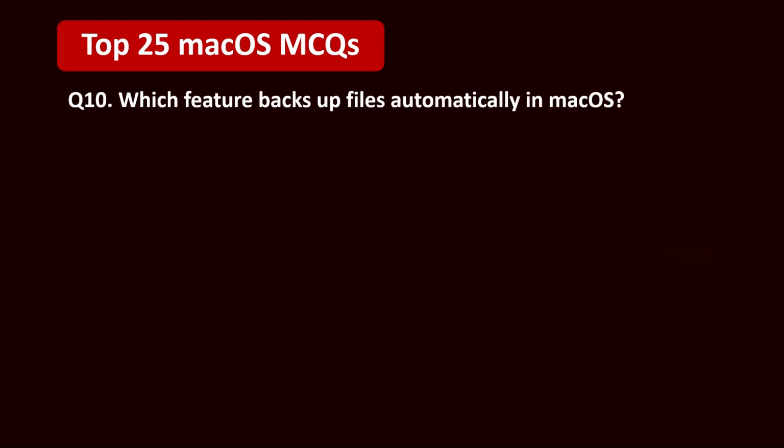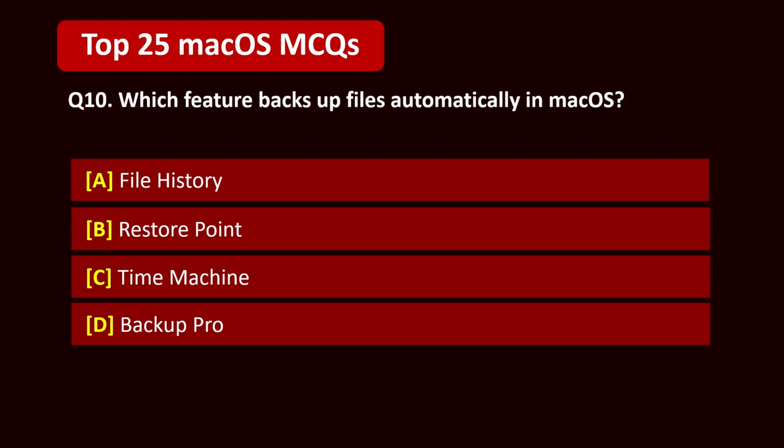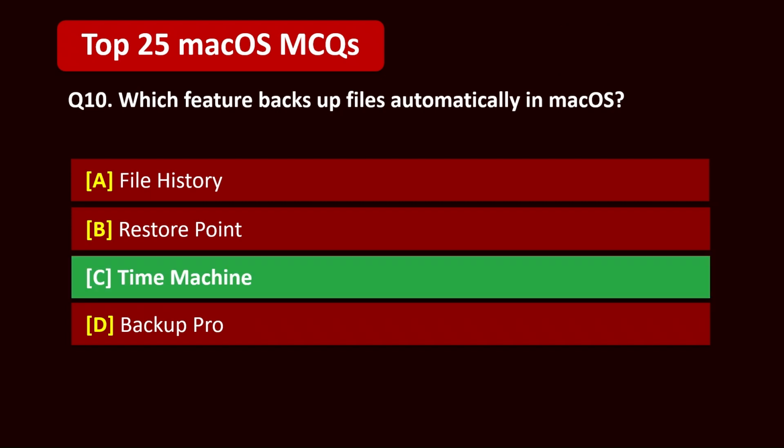Question 10. Which feature backs up files automatically in macOS? A. File History. B. Restore Point. C. Time Machine. D. Backup Pro. 5, 4, 3, 2, 1. Correct answer is C. Time Machine.